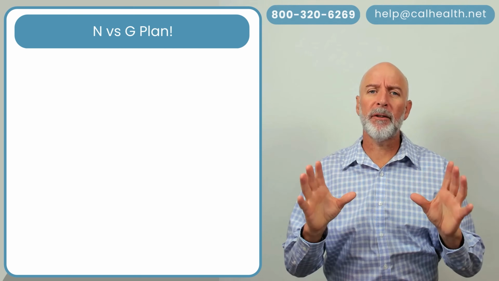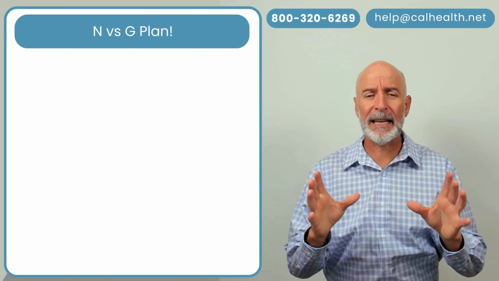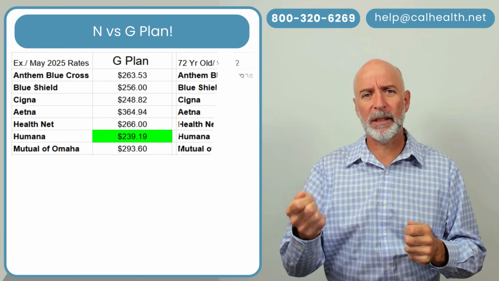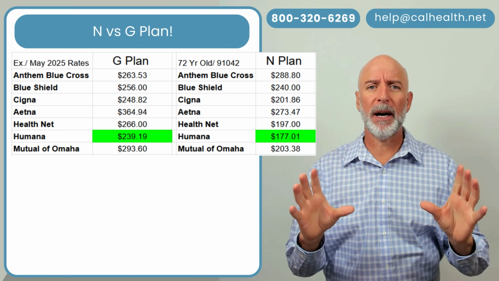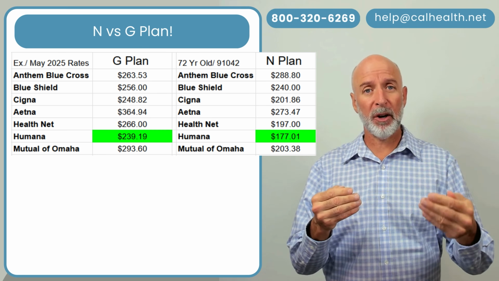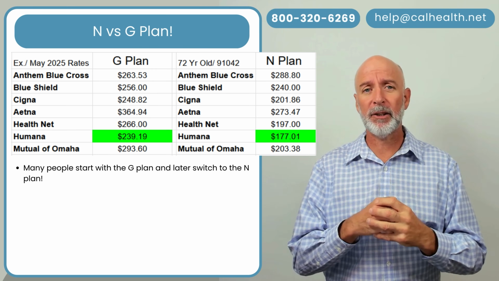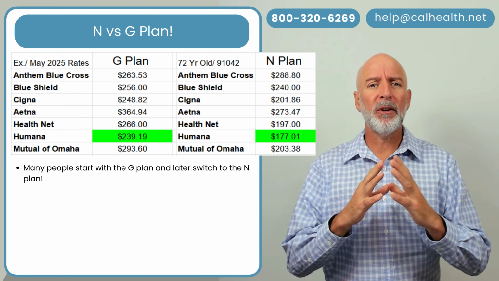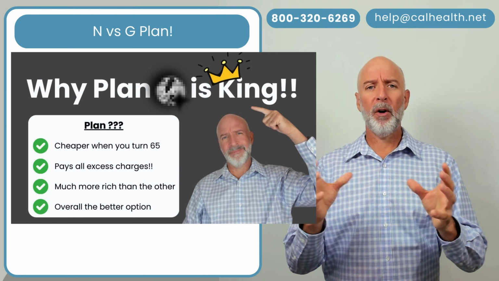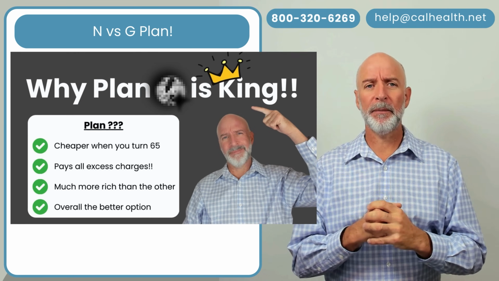All right, here's the title fight right now for Medicare supplements in California, the N versus the G plan. For new enrollees, these are by far the two most popular options. Most people start with a G. We'll explain why in the next section. And then they start to look at an N plan as they get older. So how do we compare these two? We have a whole video on this, but here's a snapshot.